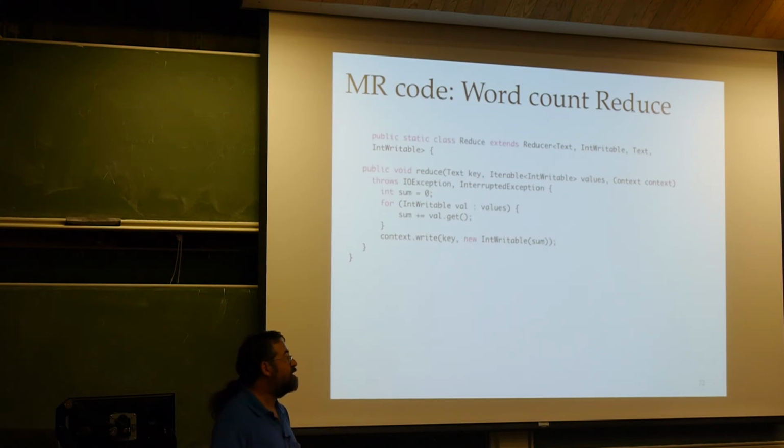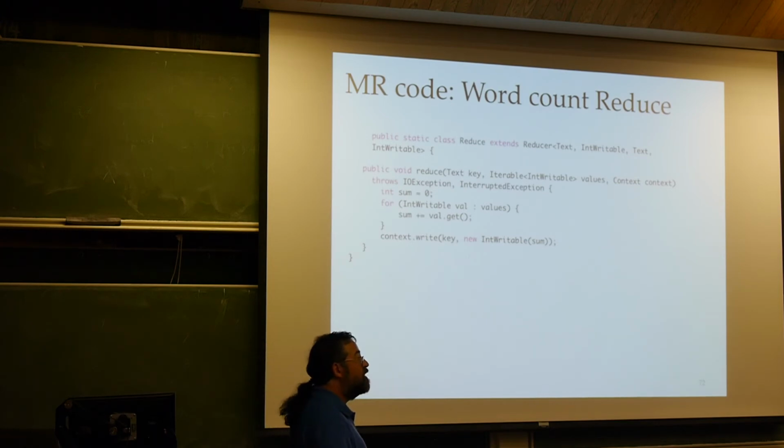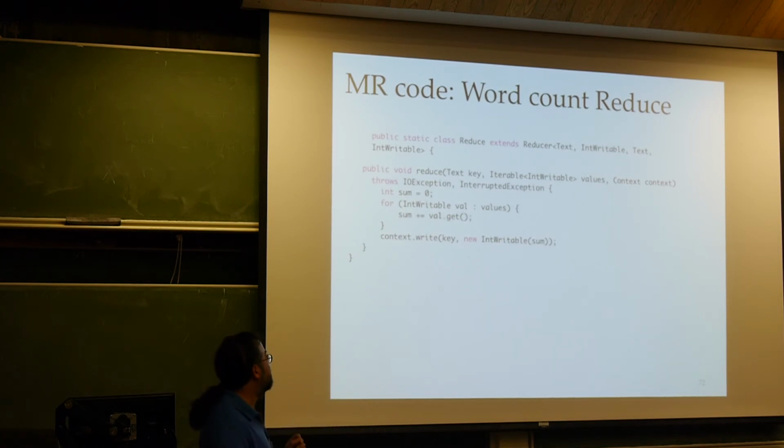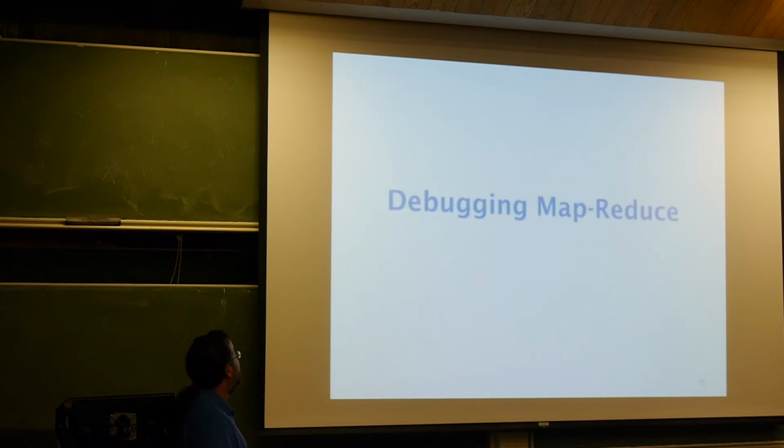Yeah, question? In this reduce example, is the value that's given always going to be 1, just because of the way the map is? Yeah, in this case, all the values are always going to be 1, unless you use a combiner, which we'll talk about in a second. Yeah, here there'd always be 1.